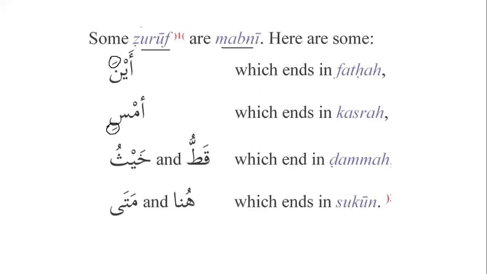Qattu and haythu, both of them are mabni ala dhamma. So qattu and haythu, please note it down that both of them are mabni ala dhamma. And huna and mata, both of them are mabni ala sukun. Because we know that in huna the alif is sakin, and in mata the alif maqsura is sakina. So we can see that they are mabni ala sukun.